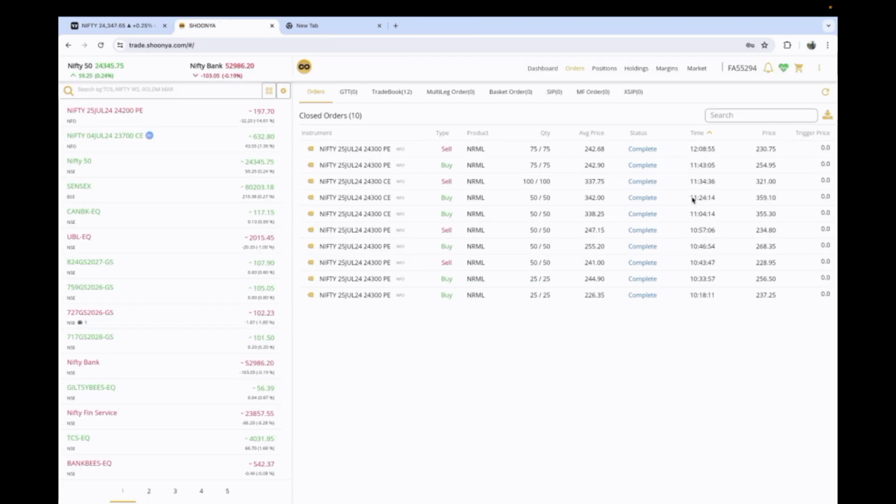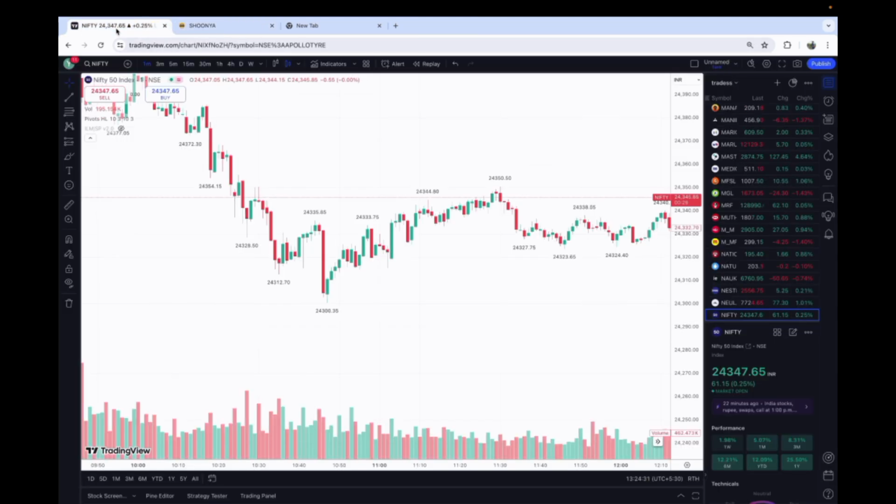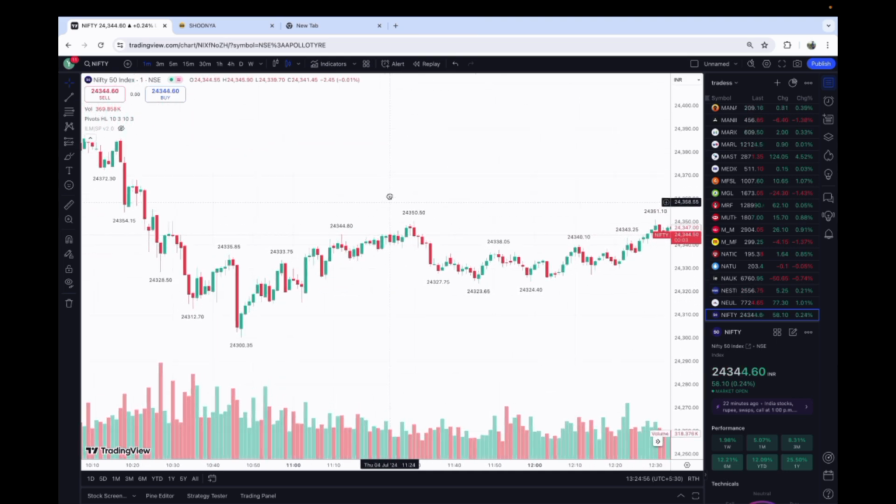My another entry into that trade was around 11:24. 11:24 was somewhere around this point, because you can see this was another high that was formed, a pivot high. This was broken by I think the 11:24 candle itself, at 24,344.80 and 24,345.90. So that is why I entered another 50 quantities into this trade.